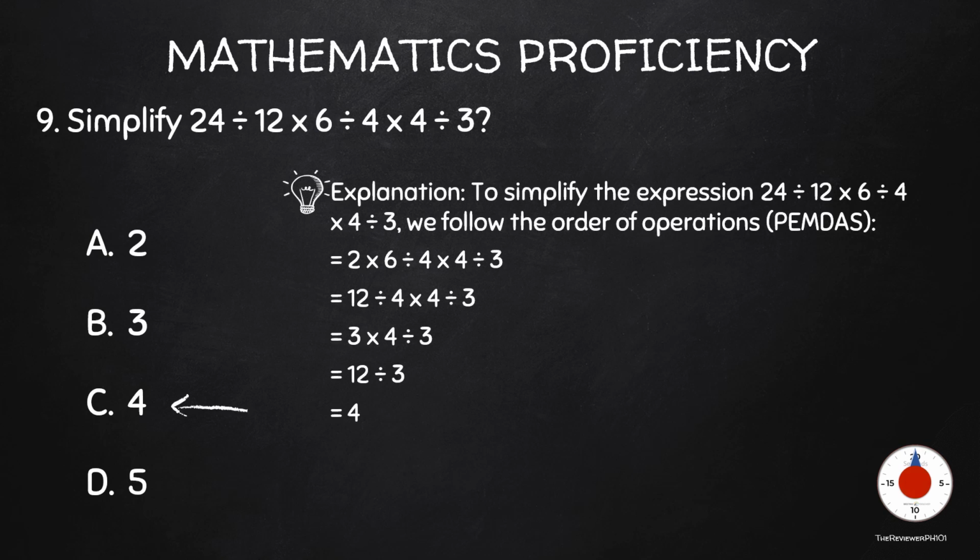Explanation: to simplify the expression 24 divided by 12 multiplied by 6 divided by 4 multiplied by 4 divided by 3, we follow the order of operations, PEMDAS. 2 multiplied by 6 divided by 4 multiplied by 4 divided by 3 equals 12 divided by 4 multiplied by 4 divided by 3 equals 3 multiplied by 4 divided by 3 equals 12 divided by 3 equals 4.